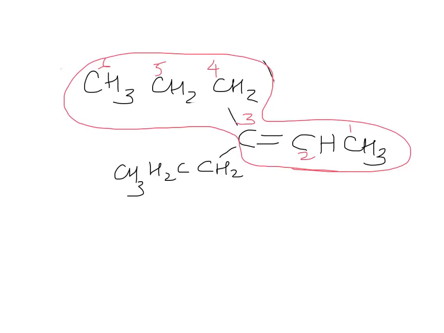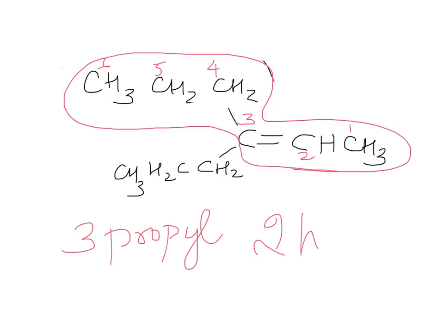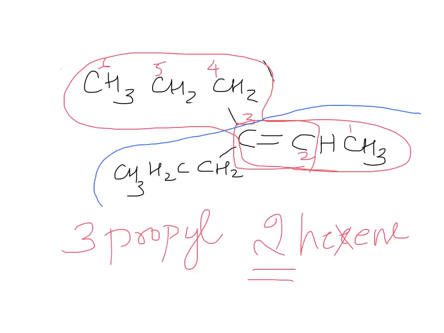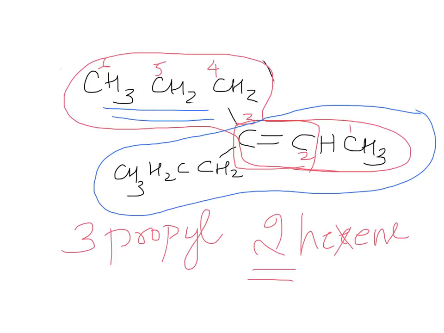The name of this compound would be 3-propyl-2-hexene. This 2 indicates that the double bond is at the second carbon. Now if you had picked the longest chain to be this one as well, you would get the same name, because 3-propyl, this would be your propyl group, so it would be the same name.